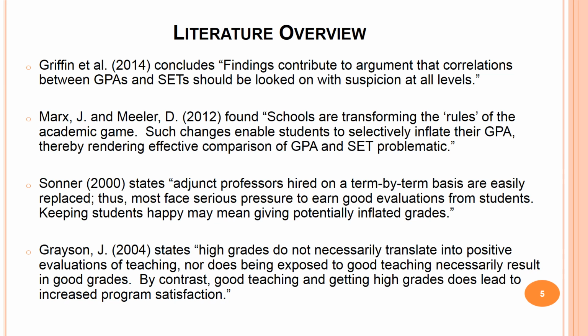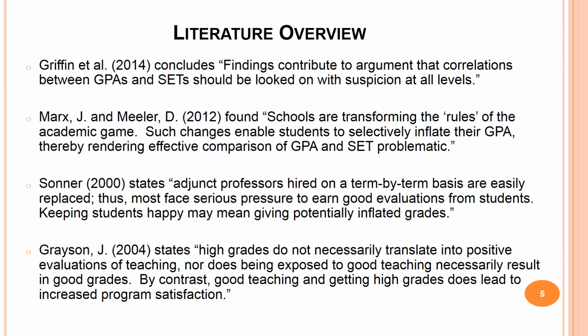In this case, Griffin et al. concludes their findings contribute to the argument that correlations between the GPAs and SETs should be looked on with suspicion at all levels. A host of entangling and potentially inexplicable factors seem to be at work behind the more granular correlation values. Now, this is what we had said about futuristic studies in our first study. Suspicion at all levels, yes, about the statistical input on assessment about the professor and also the student GPAs.